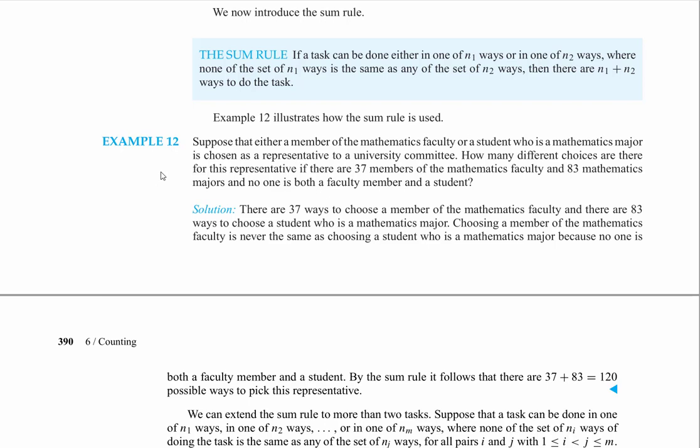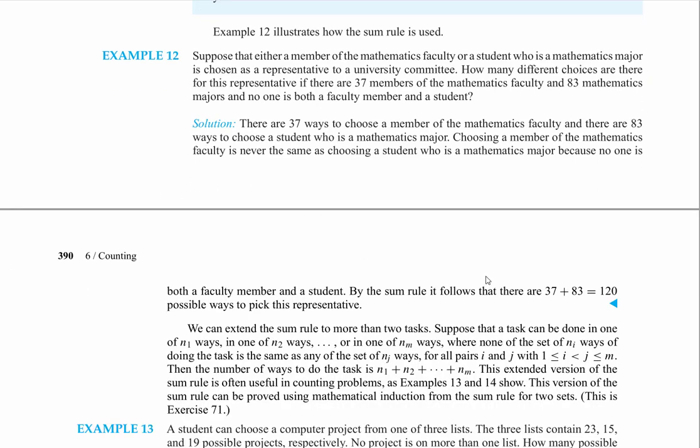That's just the sum rule. We just need to add those two. We're only making one choice. There's only one task. So 37 plus 83 is 120 ways to pick the representative. Again, if you're picking 2 representatives, one from the faculty, one from the students, then it would be the product. So a lot more options, but we're only making one choice here.